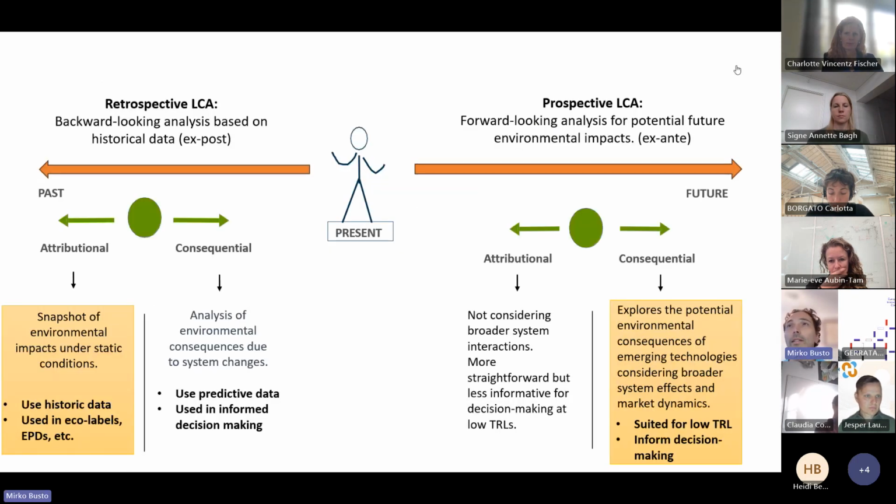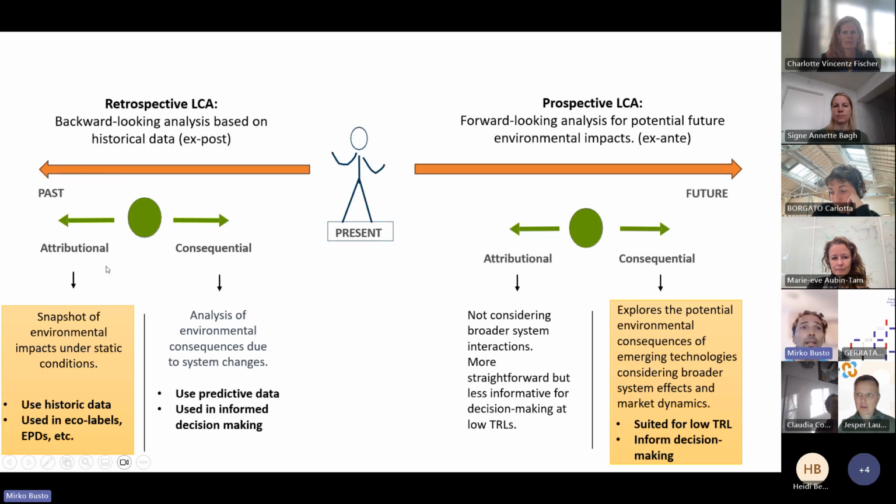So that's another slide that I wanted to put together that is about terminology, in a sense. We have different ways of doing life cycle assessment. If we put ourselves into the present here, we can look in the future or look in the past. If you look in the past, we have what is normally called a retrospective life cycle assessment, so a backward-looking analysis based on historical data.